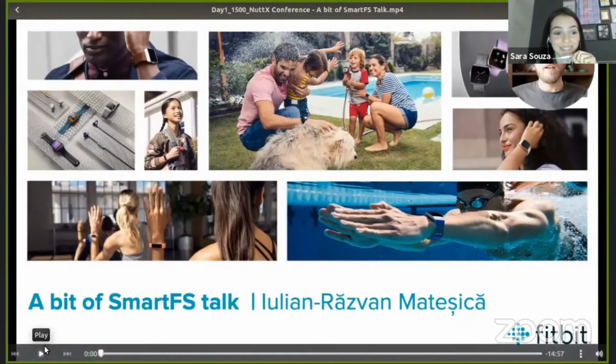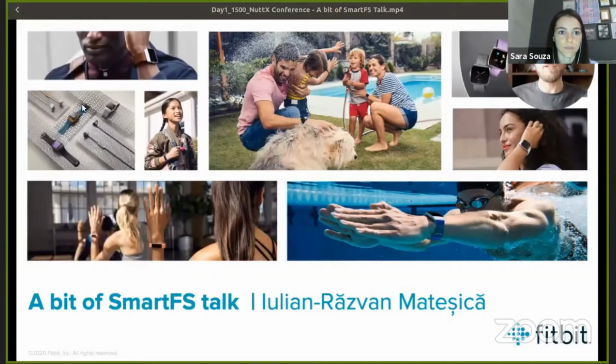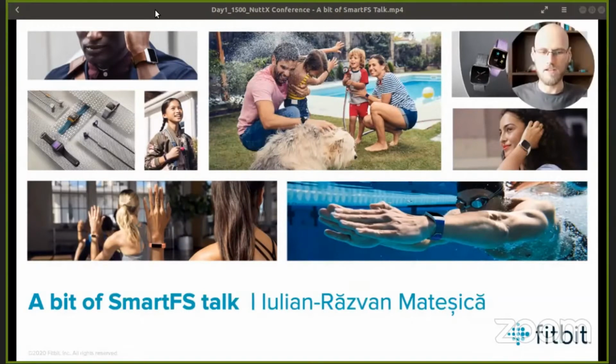So let's get started. Hello everyone, my name is Julian Mateshika and I'm passionate about robotics, open source and wearable devices. For the past 3 years I have been working with NuttX at Fitbit as a firmware engineer. During this period I have touched various areas of the NuttX operating system: device drivers, IPC mechanisms, loadable apps, but in my team I am mostly known as the file system guy because of my large contribution to NuttX's file system SmartFS, about which I would like to talk a little bit in the following minutes.